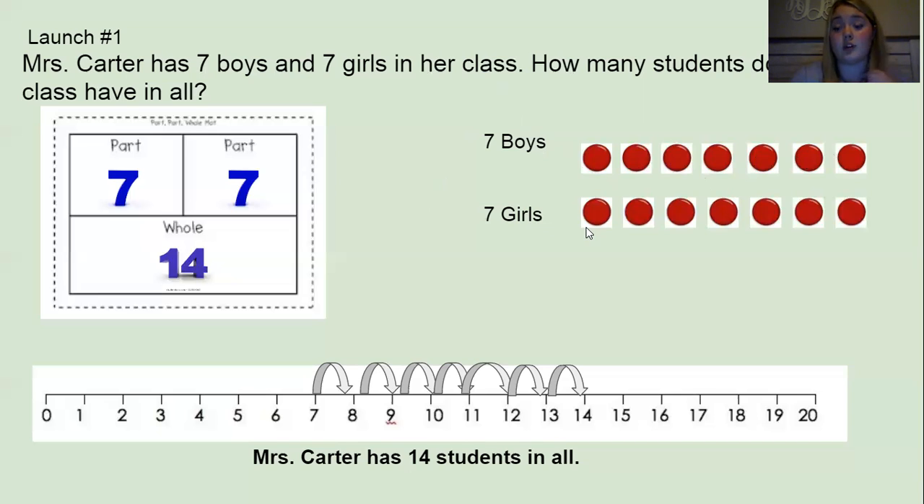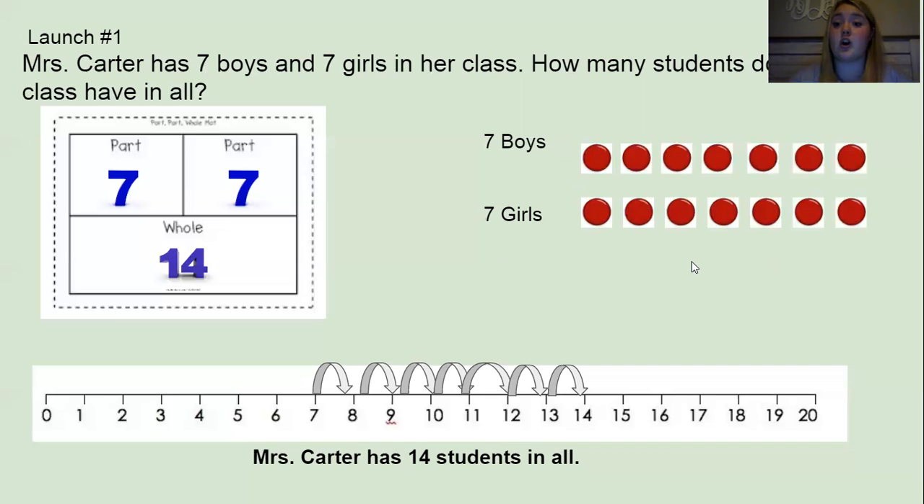I'm going to either draw circles or put counters out. In group 2, I should have 1, 2, 3, 4, 5, 6, 7 in the second group to represent her 7 girls. And when we add those all together, that is the answer of how many students her class has in all. So count these with me. Are you ready? 1, 2, 3, 4, 5, 6, 7, 8, 9, 10, 11, 12, 13, 14.